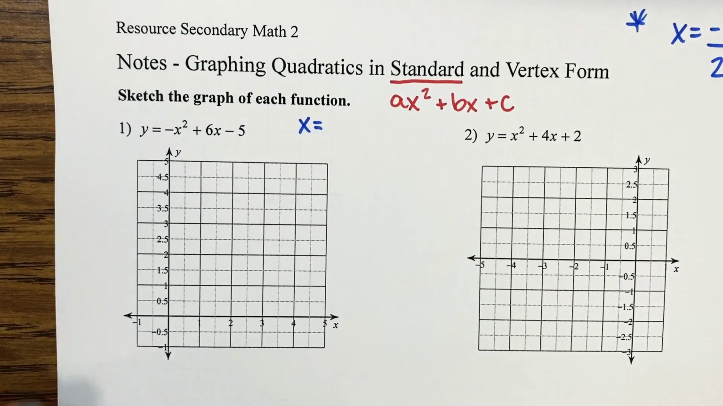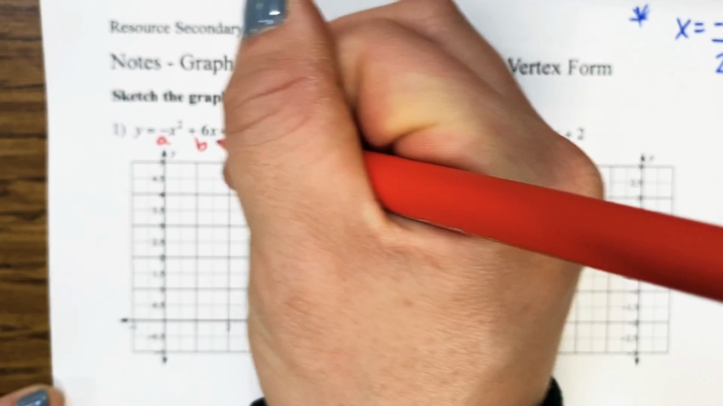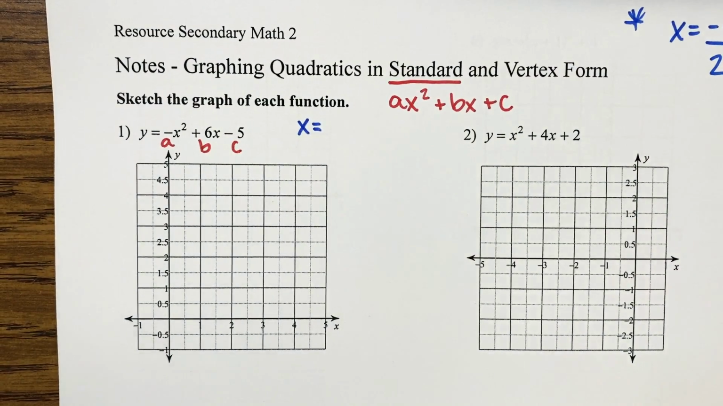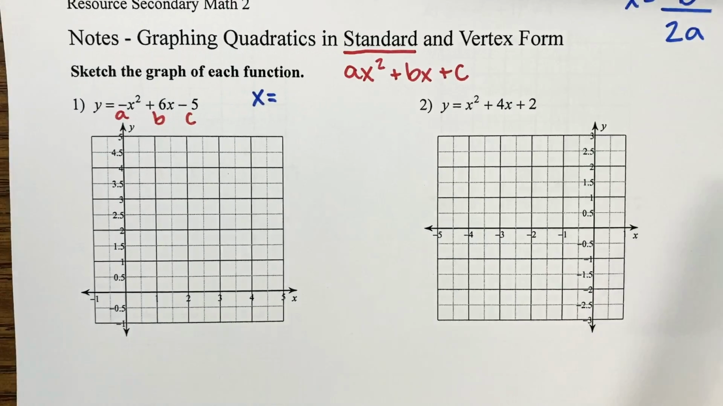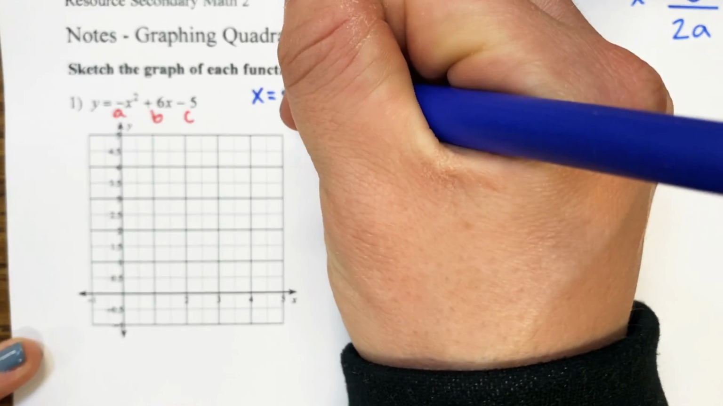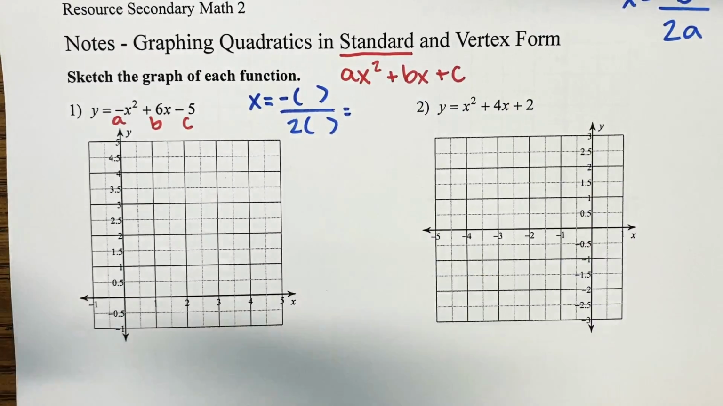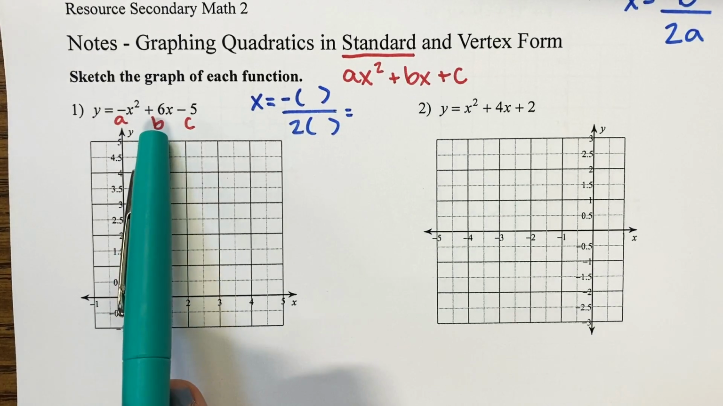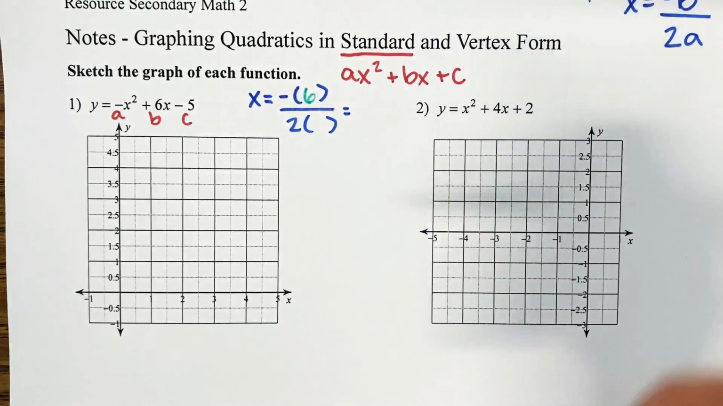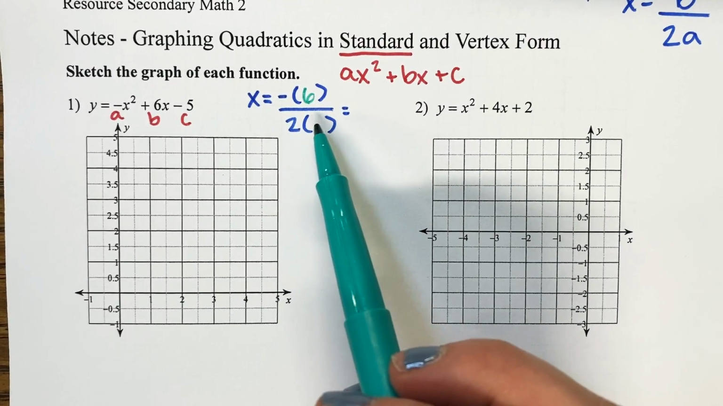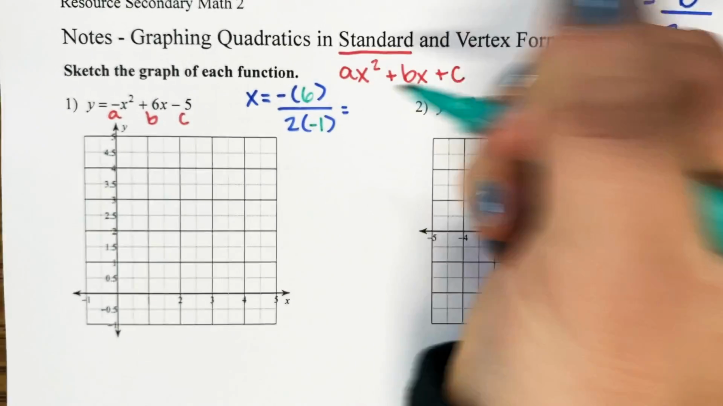So over here on 1, first thing we have to do before we plug anything in is identify a, b, and c. Using our formula, we need b and a. Our mini formula is x equals negative b over 2 times a. If I need to plug in b on top, what am I plugging in for my b? I'm plugging in positive 6. And if I need to plug in a on my bottom, what am I plugging in for a? I'm plugging in negative 1.